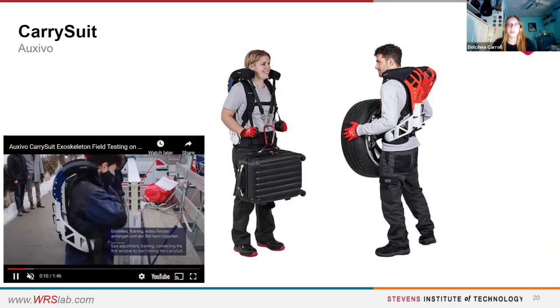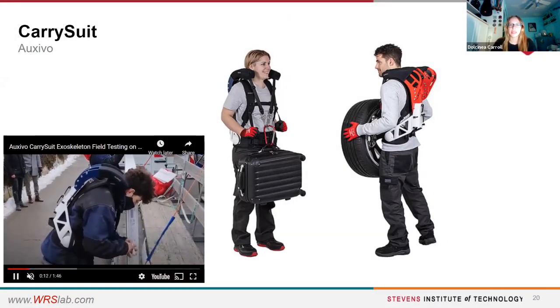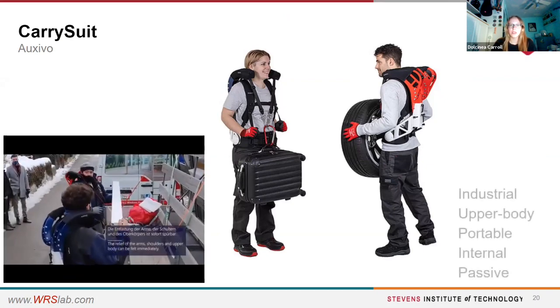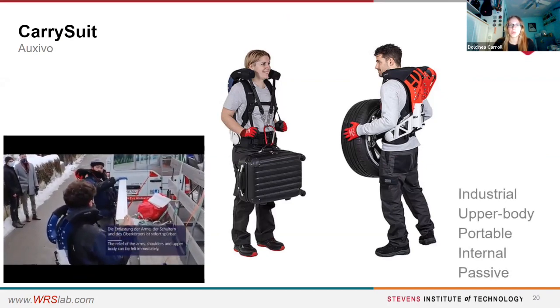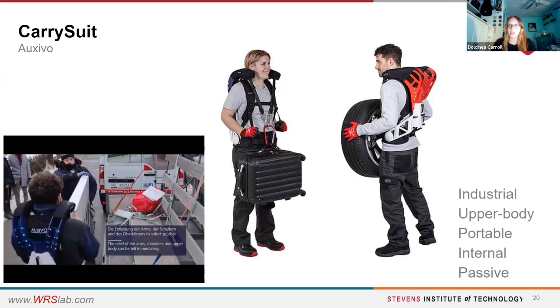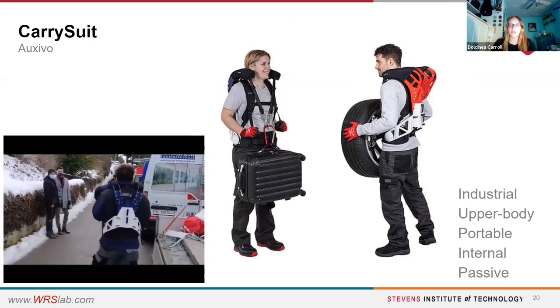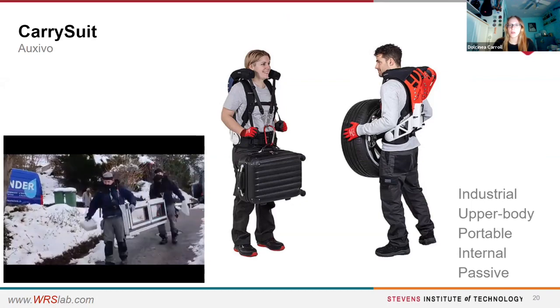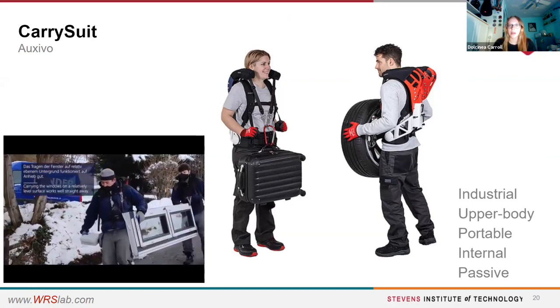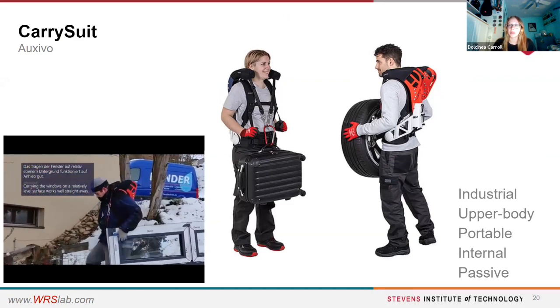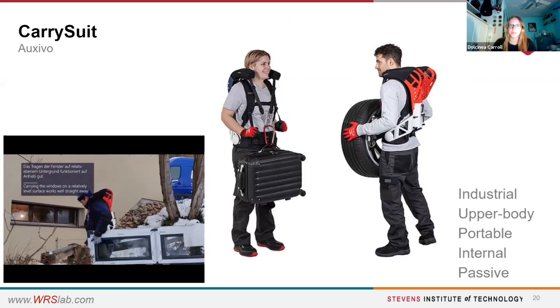Our first example is the carry suit. The carry suit is used to help carry heavy things. The function is useful in the work world, so the application it falls under is industrial. To help with these heavy loads, it reduces pressure on the hands, arms, shoulders, and back. As these body parts suggest, it is an upper body focused exoskeleton.